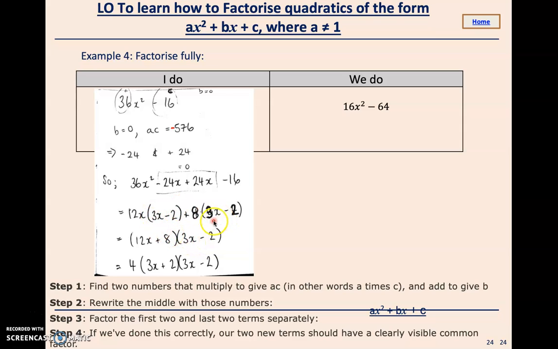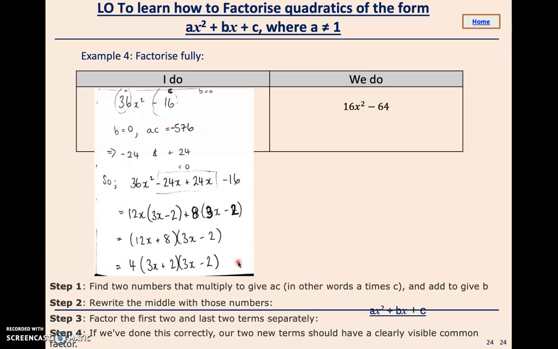We're going to have 3x minus 2, which we have here, and then we have 12x plus 8. Yep. So now I notice that I can take a further 4 out of this. So I could turn this, take 4 out of this, and I end up with 3x here plus 2. So there we go.